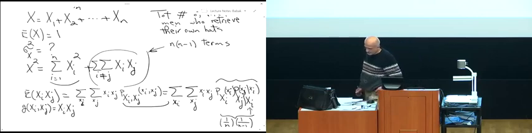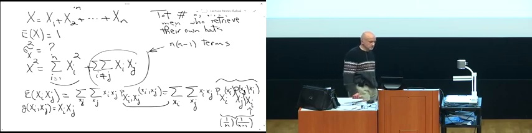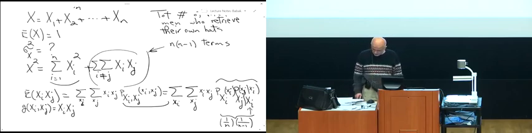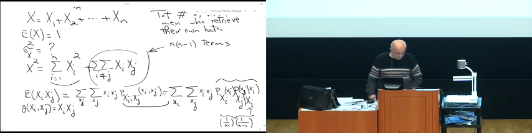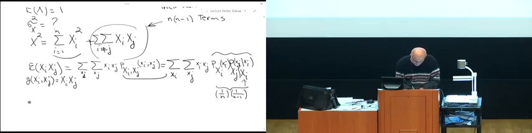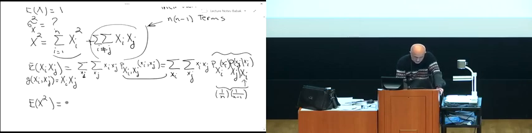Okay. How many of these terms do you have? N times n minus 1. So what's the answer? Give me a final answer now. So E of x squared is n of these guys. So what is this first term? What's the second moment of a Bernoulli?